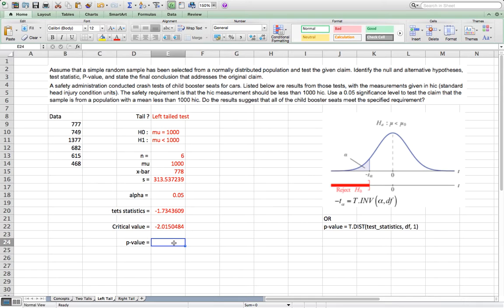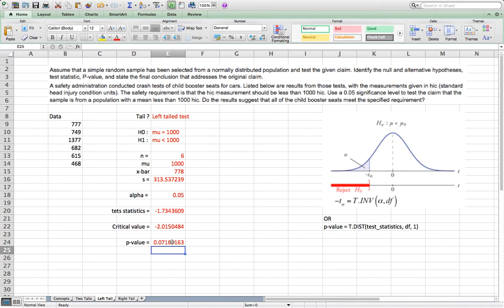Now you also can use the p-value. So the p-value method, you can do this. The p-value will equal, you use this function, T.DIST, give the test statistic, which is in E20. Then give the degrees of freedom. The degrees of freedom is E13 minus 1, I'm sorry. Then cumulative. Okay, this gives you 0.07.